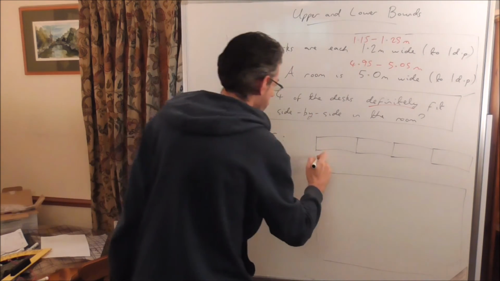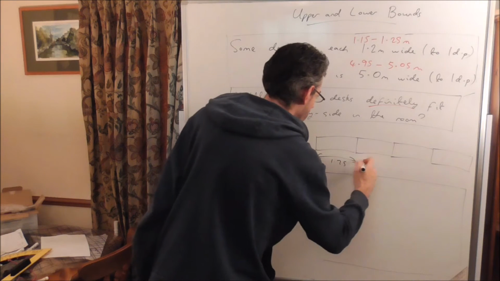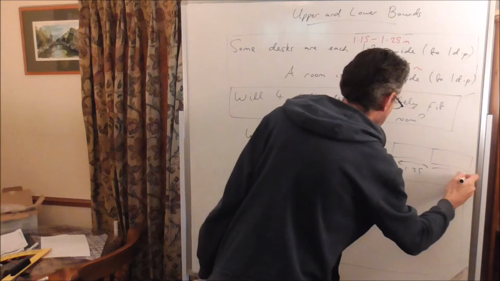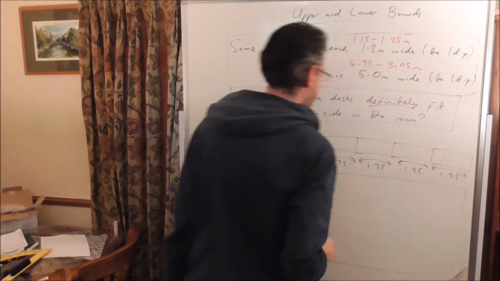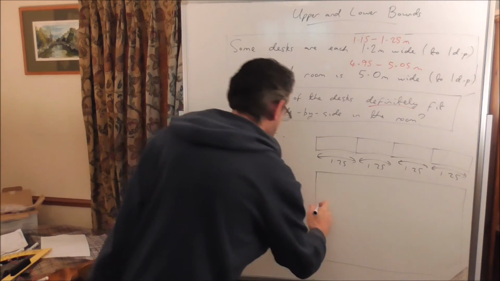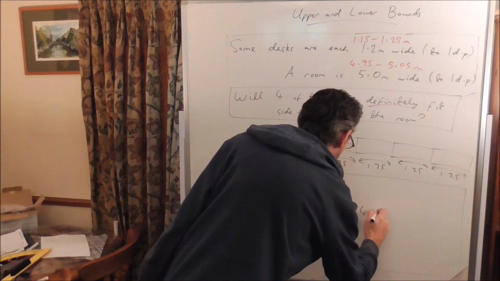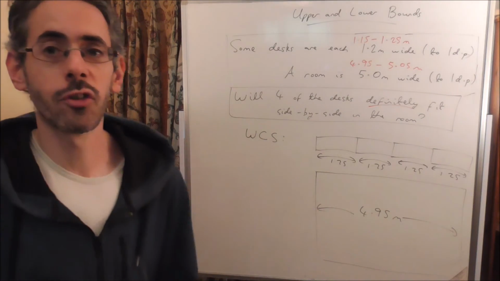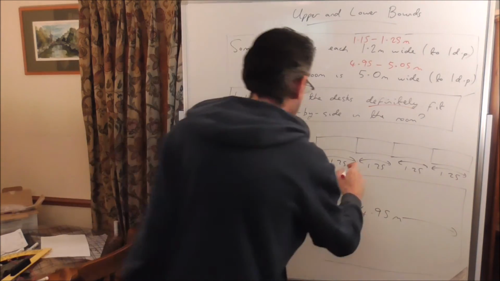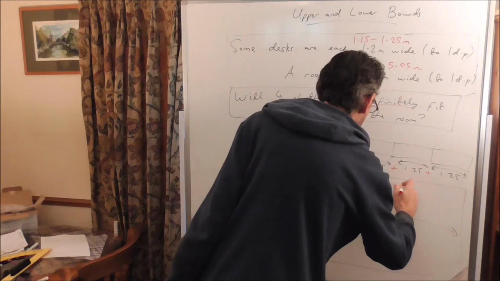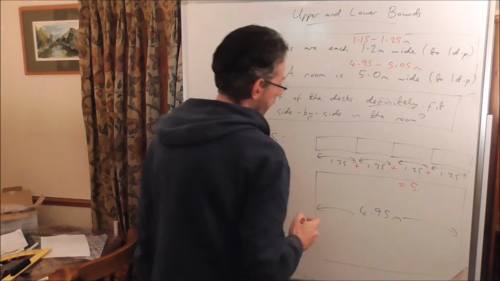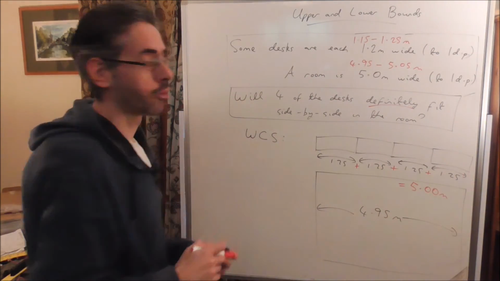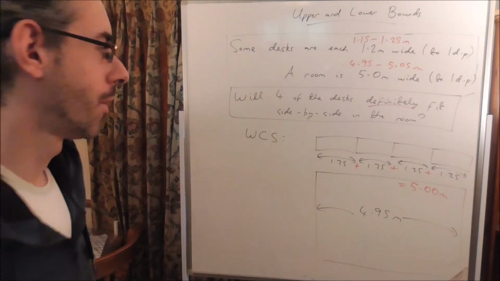So we're going to use 1.25 for the desks, 1.25, 1.25, 1.25, and we're going to assume the room is as small as possible, which is 4.95 metres. So do the desks fit in this situation? Well, if you add these lengths up to get the total width of the 4 desks, you actually get 5 metres, which I'll write as 5.00, which is actually bigger than the width of the room in this situation.